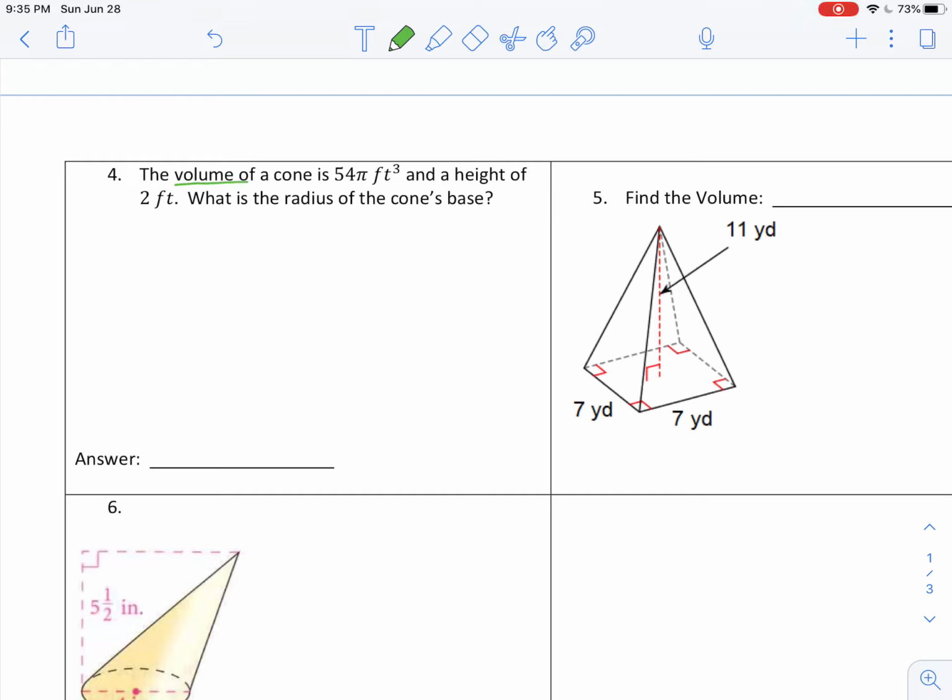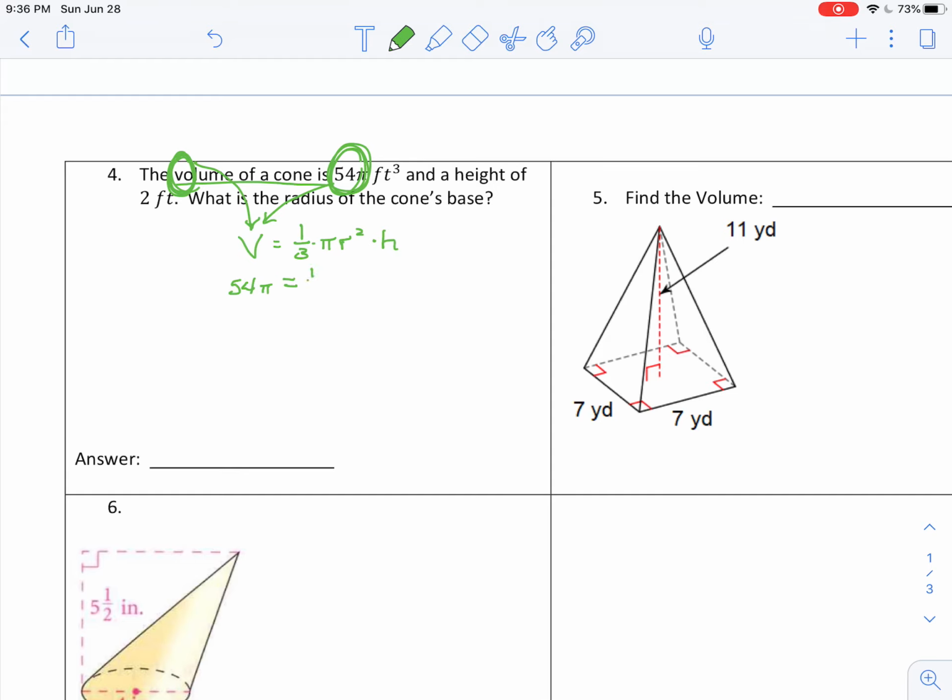So example 4, the volume of a cone is... I'm going to stop right there. It doesn't matter, a picture is not given to us. If I see that I'm asked about the volume of a cone, I have to use the formula for the volume of a cone. So if the volume is 54 pi, that means V is 54 pi.